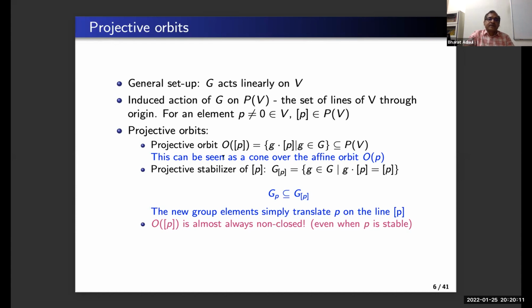Right, and one very crucial difference between the affine orbits and projective orbits is that although in some sense most of the affine orbits are closed, most of the projective orbits are not closed. So this projective orbit is almost always non-closed, right? You can think of non-closed either in the projective space, or you can look at this cone over the affine orbit and think of the cone being closed in the affine space. So even when the point P is stable, the projective orbit need not be closed. The affine orbit is closed. That's exactly what it means to say that P is stable.